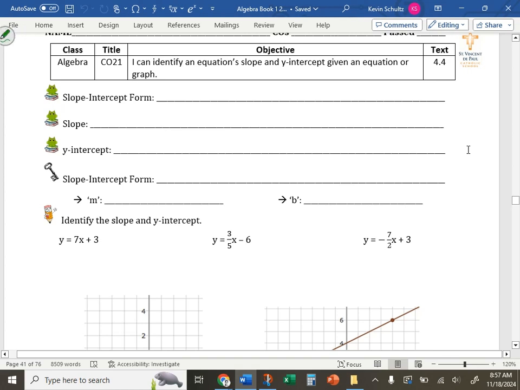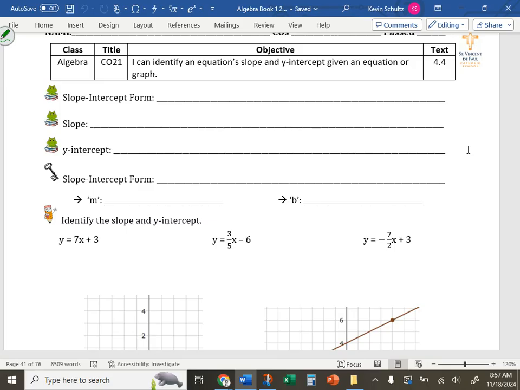Algebra. We're moving on to CO21. I think this is the last CO of the unit. There are 3 objectives after this, but I'm pretty sure they're all POs, and they all have to do with slope-intercept form. So today, we are going to rekindle that slope-intercept form flame in your minds.